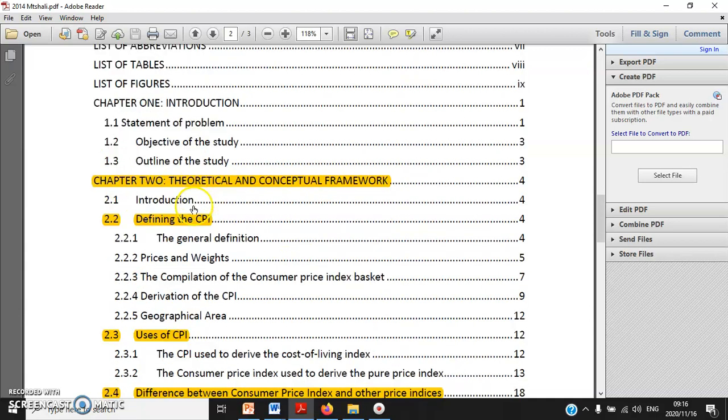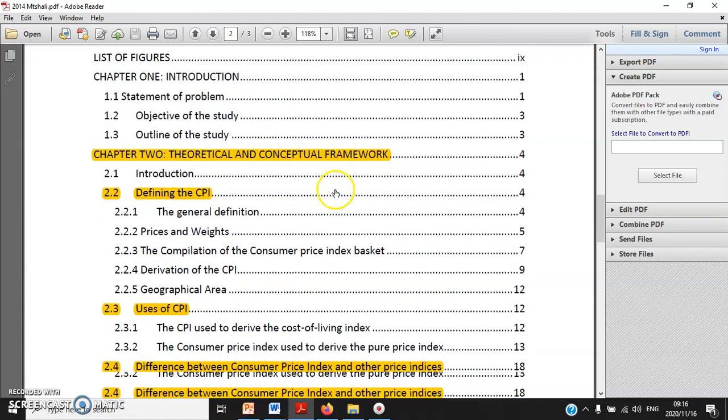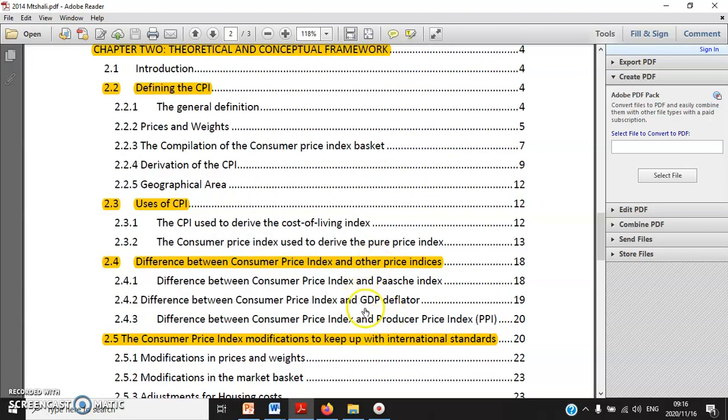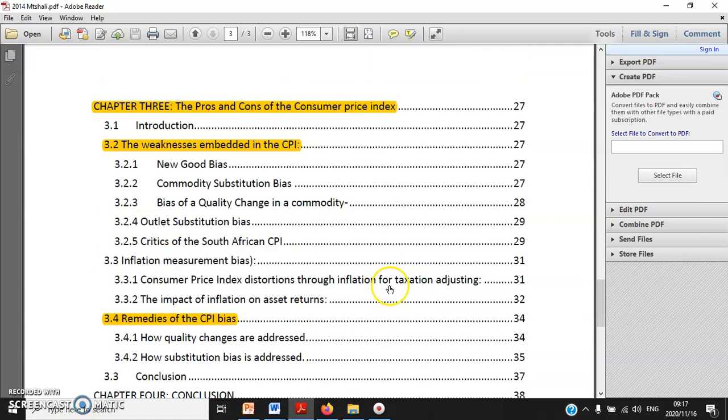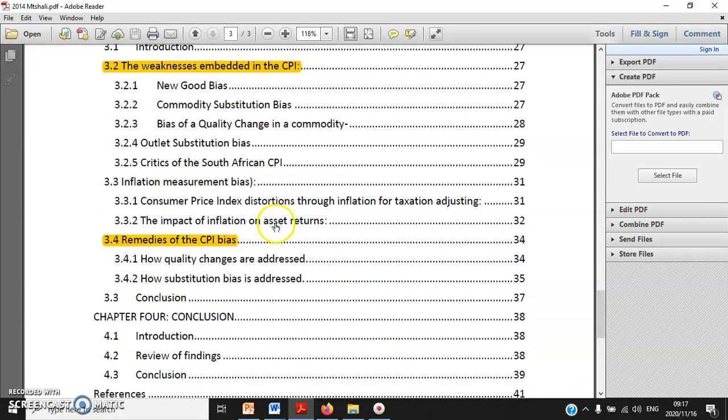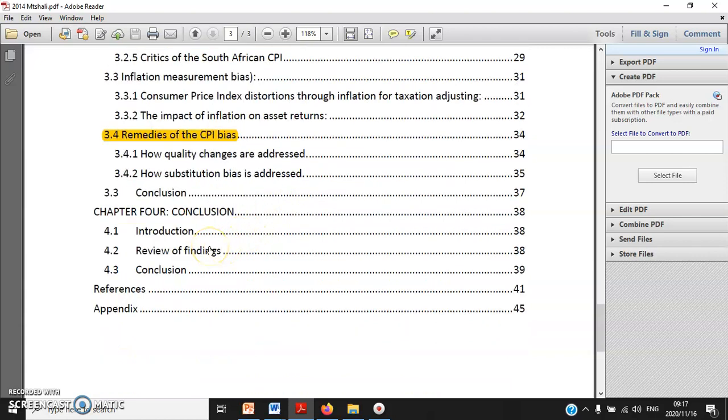Introduction, Chapter 1. Chapter 2 is the literature review, mainly on the definitions and the theories. Okay, the difference between CPI and maybe other indices like PPI. And then Chapter 3 discussed the pros and cons of CPI. And then Chapter 4, conclusion. You can see her research topic does not require data analysis. So this is an example of non-empirical research.